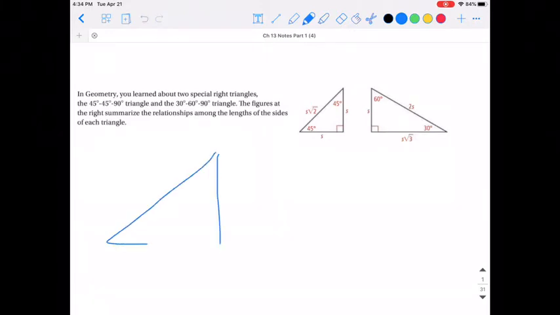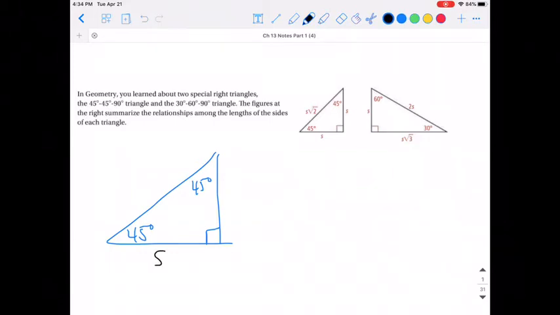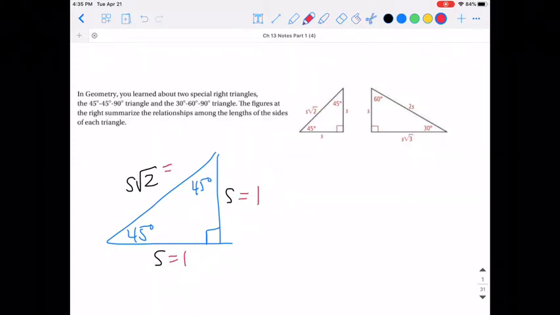First, we have a 45-45-90 triangle. A 45-45-90 triangle is an isosceles triangle, and the rules for this are your legs are congruent, so each we represent with S, and the hypotenuse is S radical 2. So for example, if you had a leg of length 1 unit, the hypotenuse would just be radical 2.